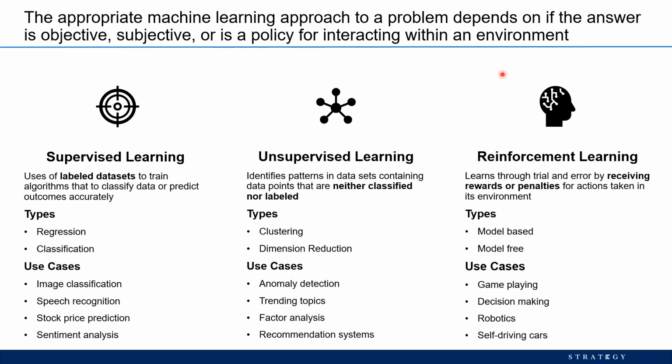And finally, reinforcement learning. Reinforcement learning is probably what most people think of when they think of AI. It's where you have an agent that is interacting with an environment. There's not necessarily a right answer, but there is a right strategy to be able to succeed in that environment.